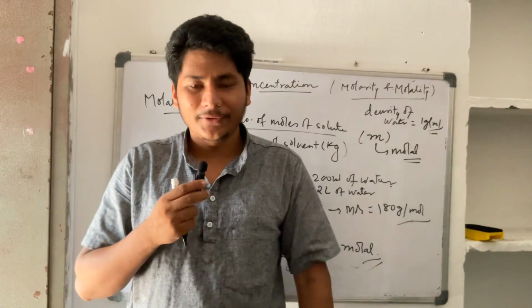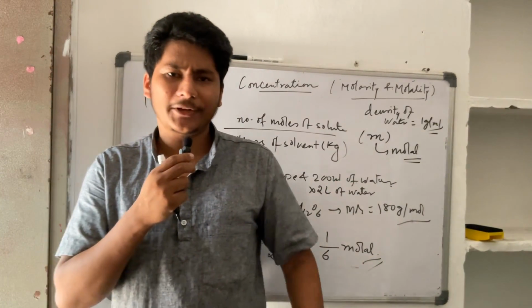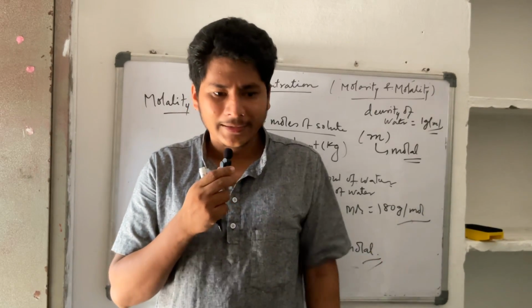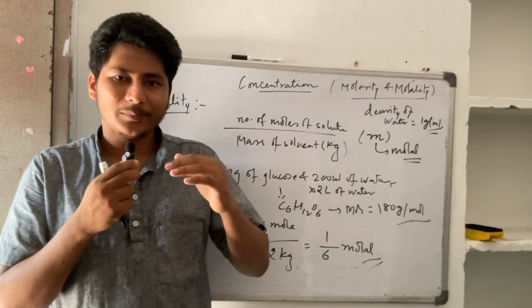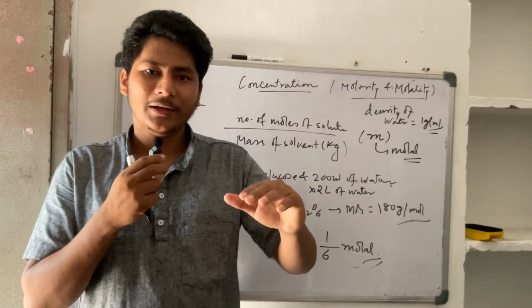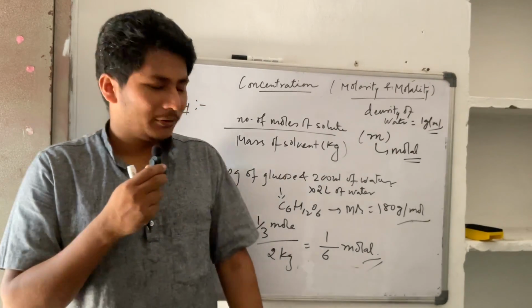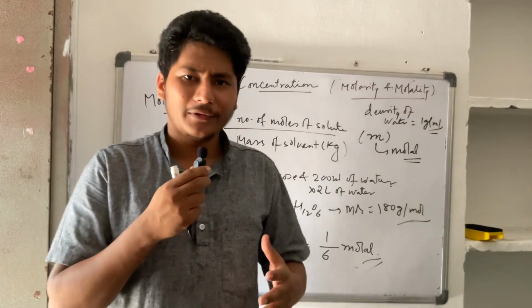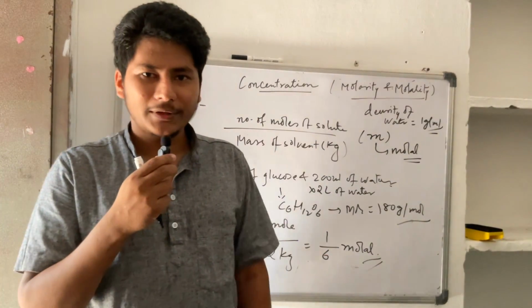Let me quickly summarize. Molarity you can express by taking the number of moles of solute and dividing by the volume of solution in liter. For expressing molality, you take the number of moles of solute and divide by the mass of solvent in kg. So this is how you can express molarity and molality, and some questions we have done. I hope you have understood this. So that's all for today. Thank you.